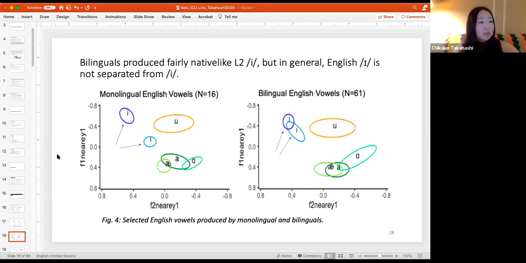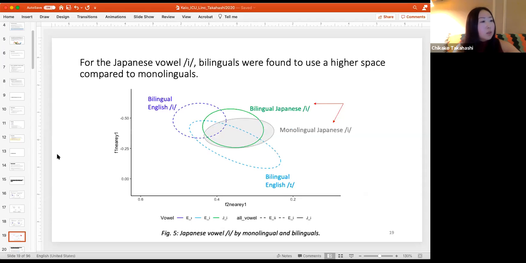And here are the English vowels produced by bilinguals on the right and monolingual English speakers on the left. If you look at bilinguals as a group and their production of the 2 English high-front vowels, and compare them to those of monolingual English speakers, we can see that bilinguals as a group did not differentiate the 2 high-front vowels very much, overlapping in some places. So how does learning English influence the production of Japanese I?